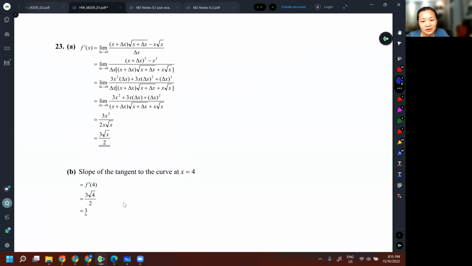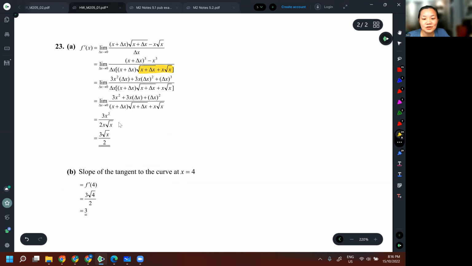Question 23. Now this one is extremely difficult because it has fraction and the radical sign. The definition is the same. The concept part is the same. It's just your skill to find this limit. Now you need to rationalize it by multiplying the conjugate.